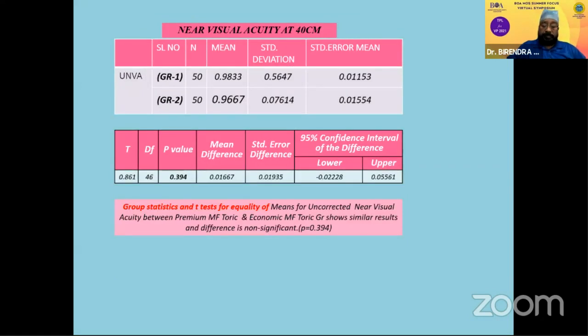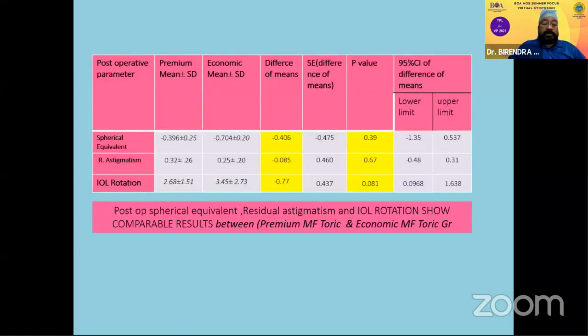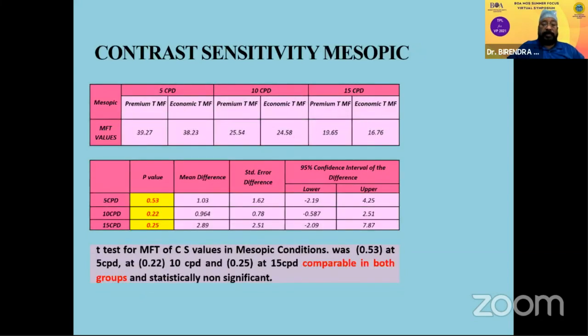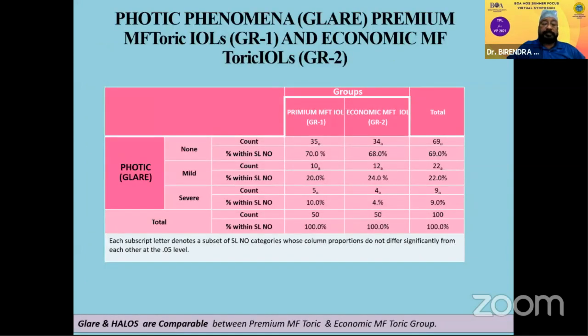Now the spherical equivalent, the residual astigmatism and IOL rotation had a difference of means of 0.4, 0.08, and 0.77, so it was also statistically no different. Contrast sensitivity in mesopic and photopic conditions at 5 CPD, 10 CPD, and 15 CPD reveals that it was comparable in both the groups and statistically not significant. This was in the mesopic condition, it was non-significant.